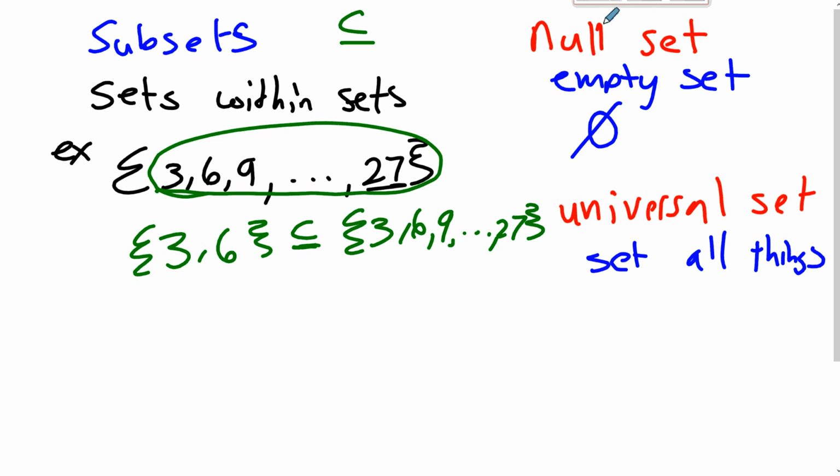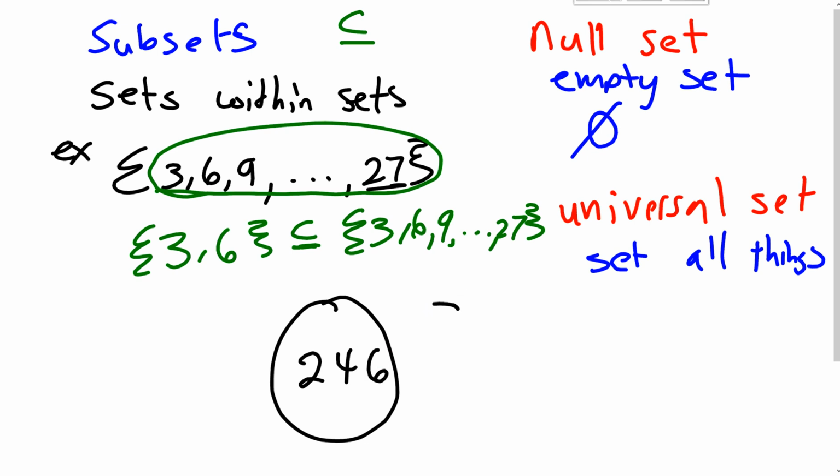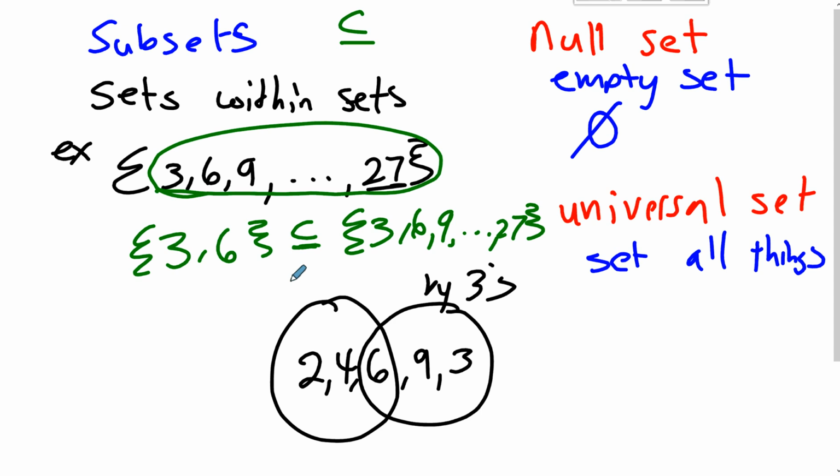When we talk about subsets, we can show this with Venn diagrams. Here we might have a set {2, 4, 6}, and another set {3, 6, 9}. This set is counting by threes, and this set is counting by twos, and they share this one 6. So you can represent sets and subsets this way. So 6 is in both the set counting by twos and the set counting by threes.